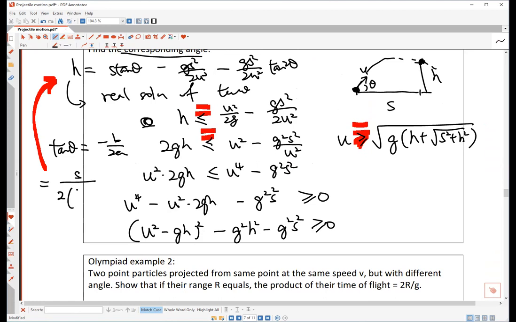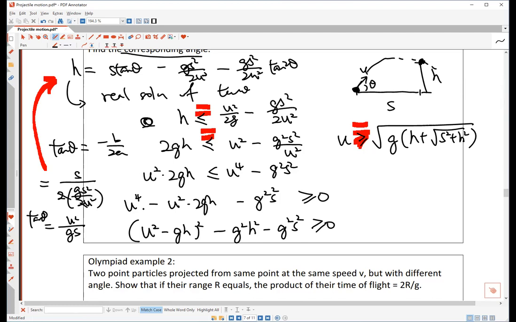A is gs squared over 2u squared. Okay, I think something like that. So the formula you get is tangent theta equal to u squared over gs. Yeah, u squared over gs. It's quite interesting, is it? Because it's independent of the h.